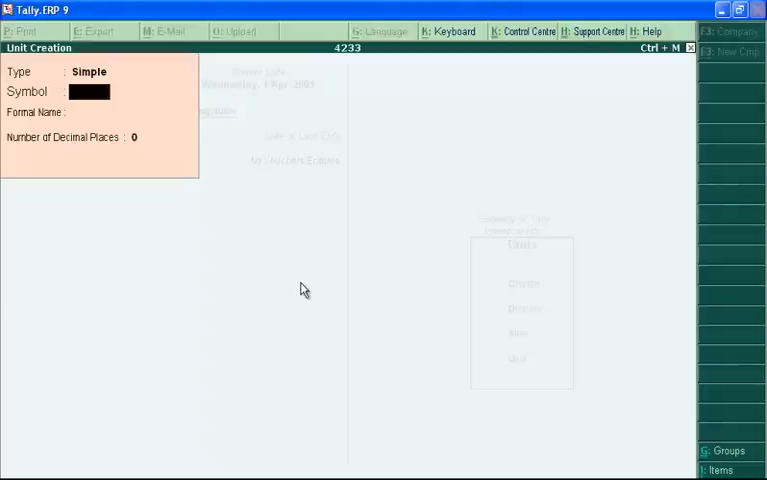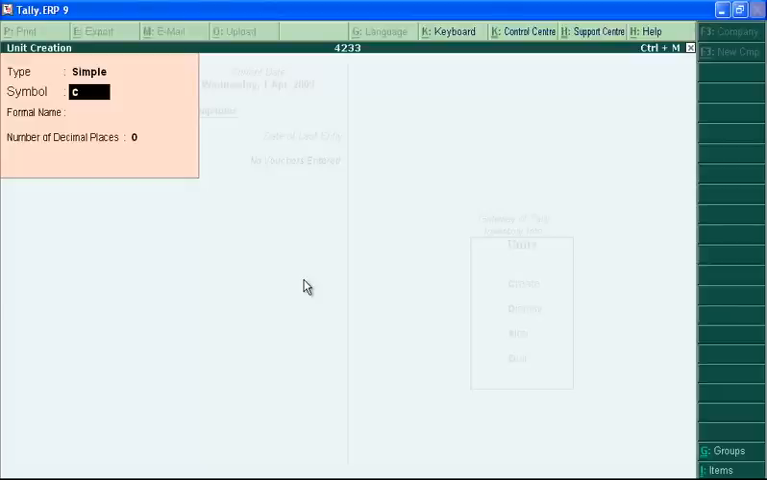Now we will create another unit, gallon. 1 gallon is equal to 3.78 liter. Its symbol is GL, gallon. Accept it.